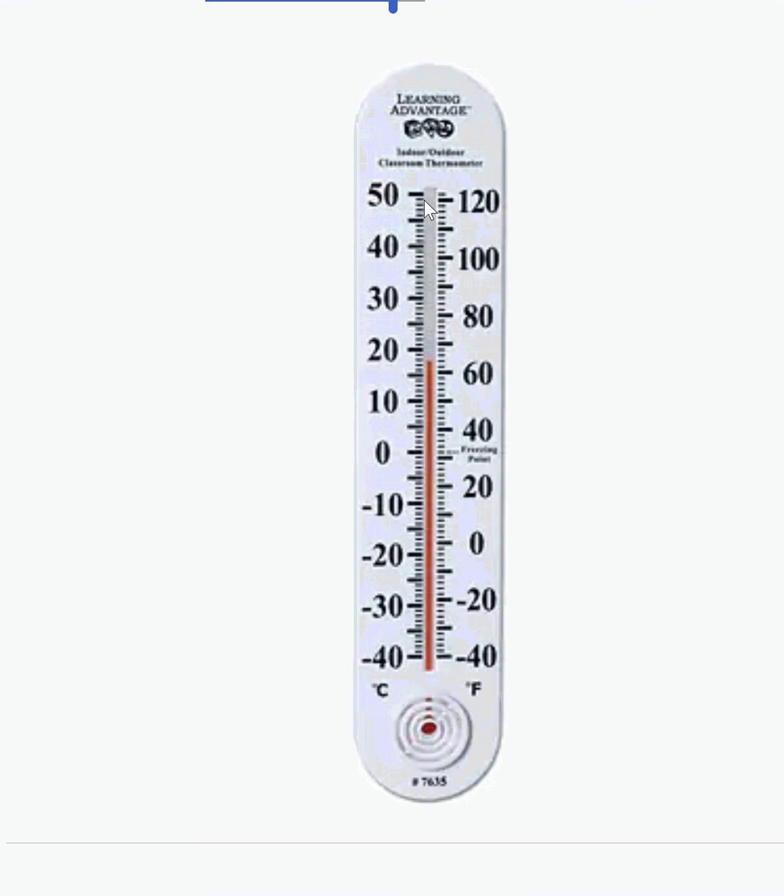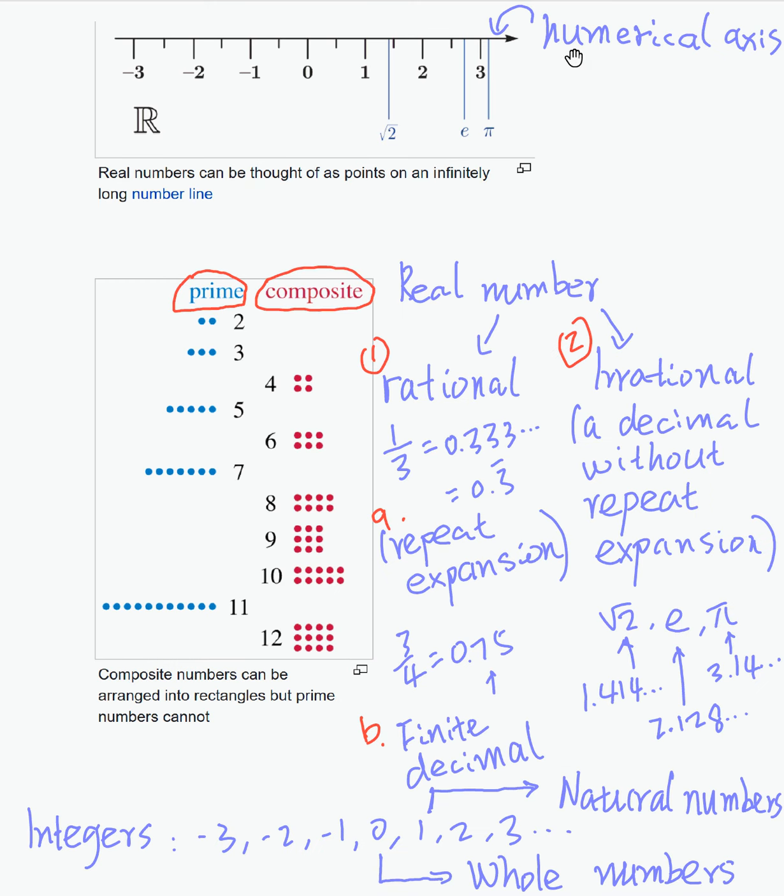In the vertical direction, the number on the top is bigger than the number on the bottom. -10 is greater than -20. And 20 is greater than -30. So here it is easy to see. So again, the numerical axis is a very important progress step in mathematics.